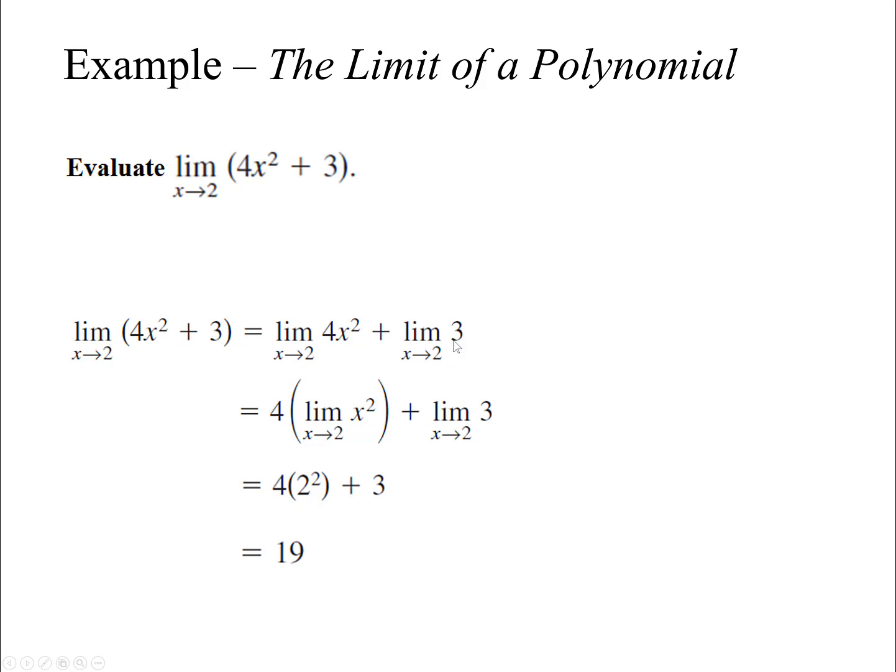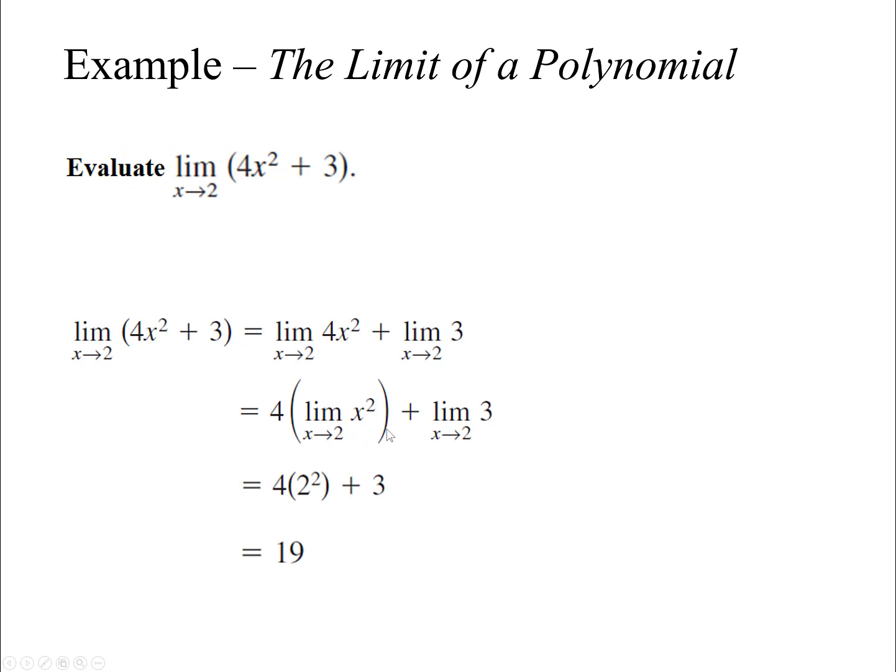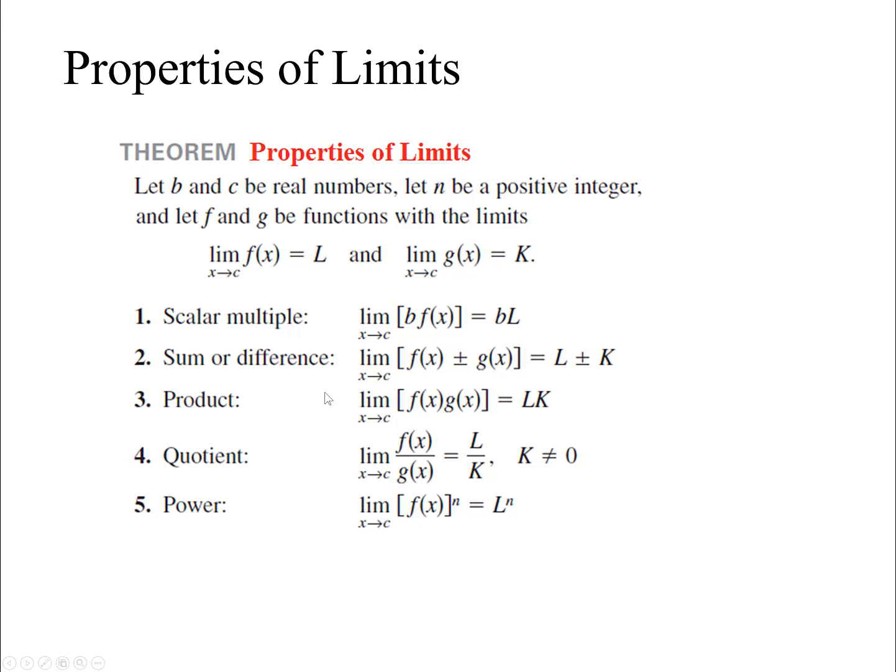Okay, so now this one we know. We can just skip ahead a little bit. What is the limit as x approaches 2 of 3? Well, that's just 3. That's an example of this theorem. Now, this piece. The scalar multiple we can pull outside of the limit. As x approaches 2, 4 isn't going anywhere. 4 is constant. That's really what this theorem is saying.